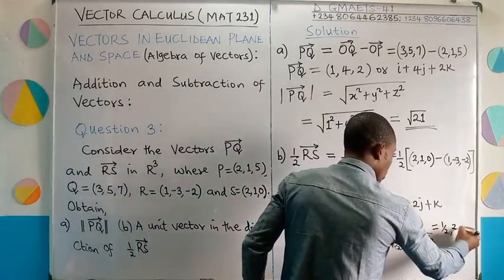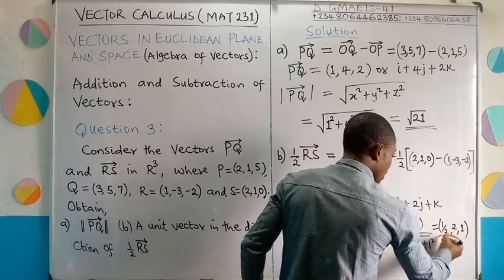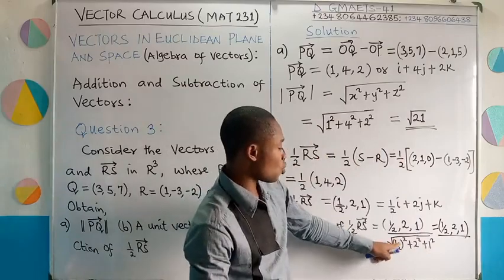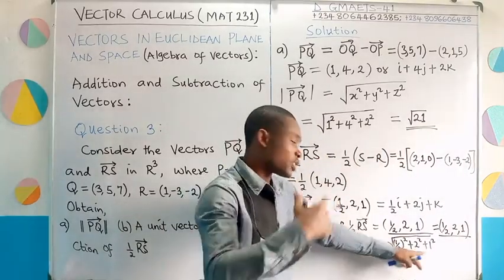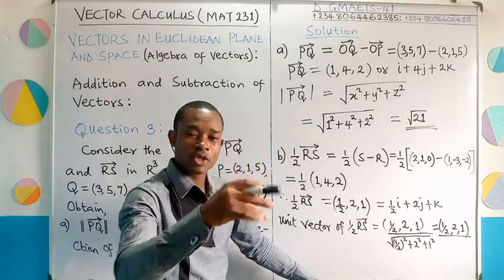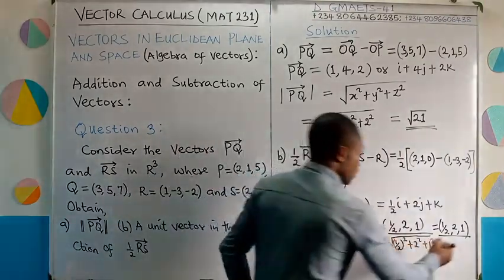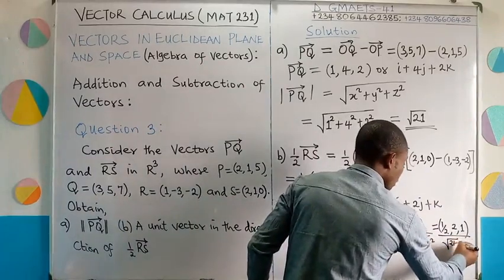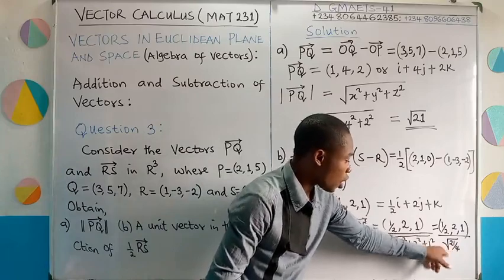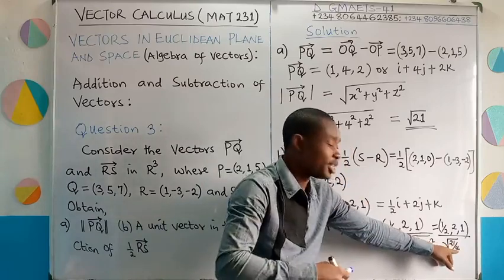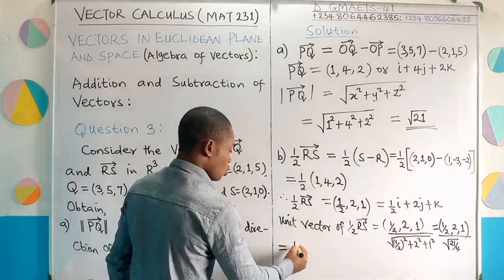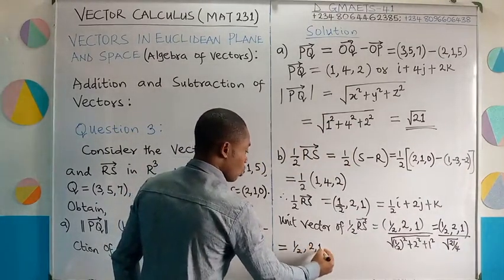1/2, 2, 1. So we're dividing this by the square root of, this is 4, this is 5. If you work on this, you get 1/4. So 1/4 plus 5 will simply give you 21/4. So this is the square root of 21/4. Applying the knowledge of surds, this square root can be distributed to the numerator and the denominator. If I do that, the unit vector is going to give us 1/2, 2, 1.